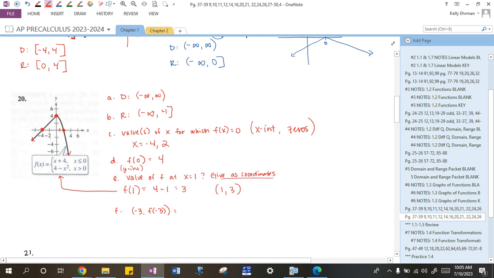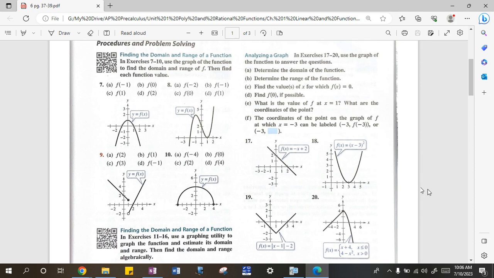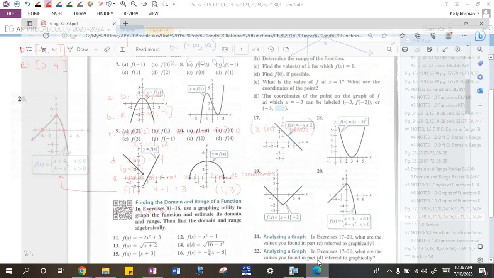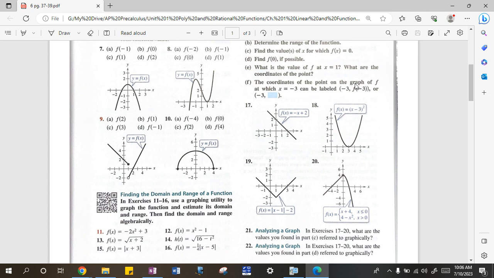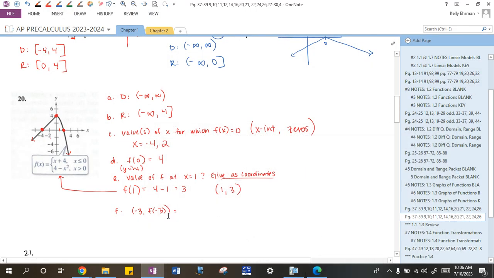All right, and then this says f of negative 3. I want to confirm the coordinates of the point on the graph of f at which x is negative 3. Oh, okay. So this is just another way to ask us find f of negative 3, basically. So remember, f of negative 3 is like over here. You're on the linear section. So you're plugging into the x plus 4. So you should get 1 for that. So the ordered pair is negative 3, positive 1.